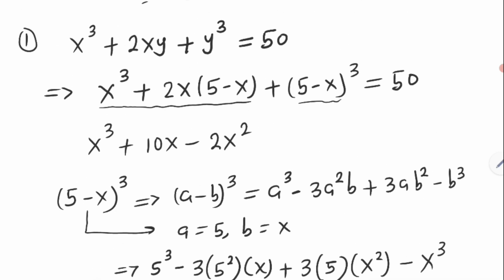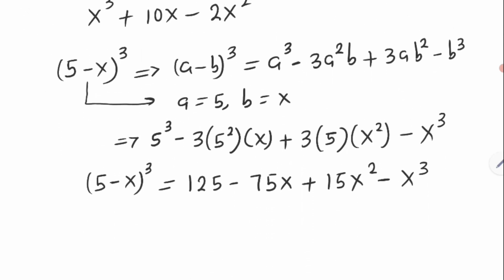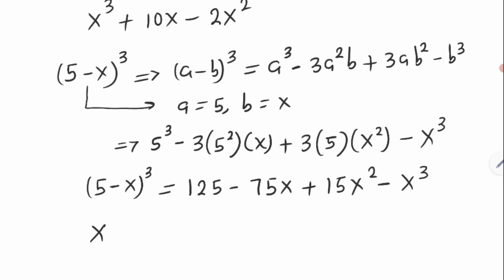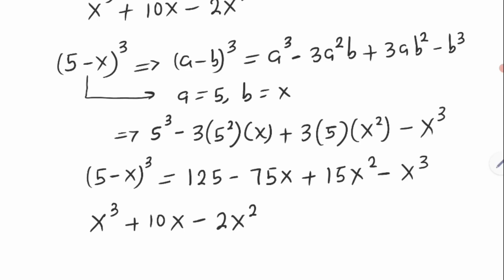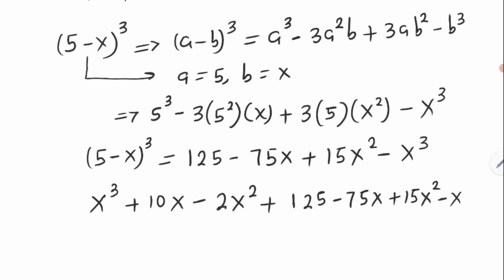Now let us compute the whole of this. We have x raised to power 3 plus 10x minus 2x square plus 125 minus 75x plus 15x square minus x raised to power 3 is equal to 50.